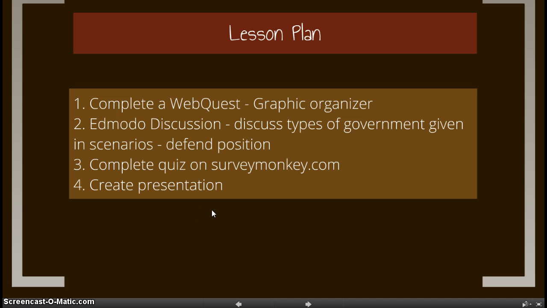After they finished the web quest, they all logged in to Edmodo, and we had a discussion about the types of government. I gave them some scenarios, and they were able to tell me what type of government was being displayed, and they were asked to defend their position on those types of governments. After the Edmodo discussion, they completed a quiz on surveymonkey.com, which gave me an idea of how much they understood about government. After that, they were asked to create a presentation in pairs.